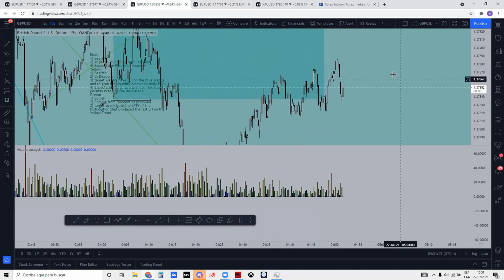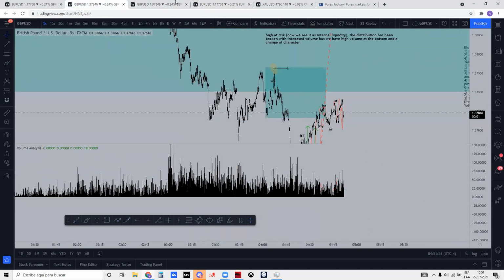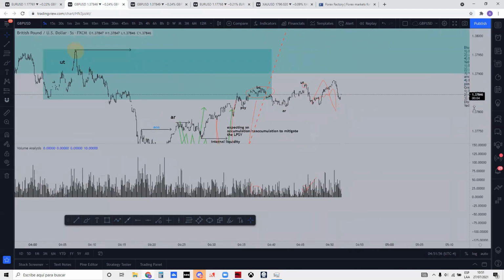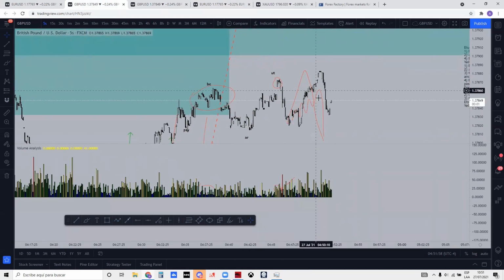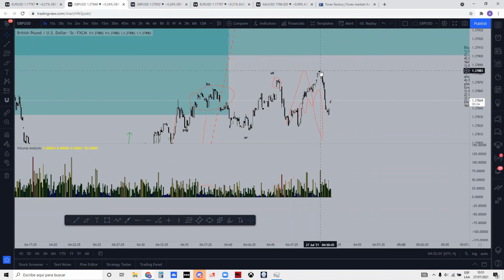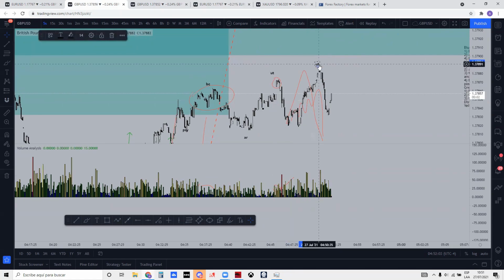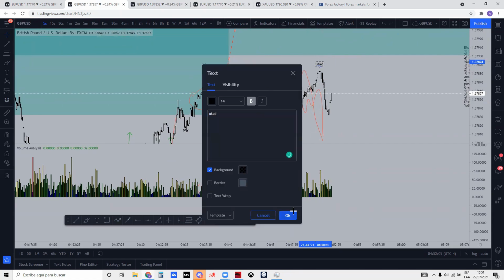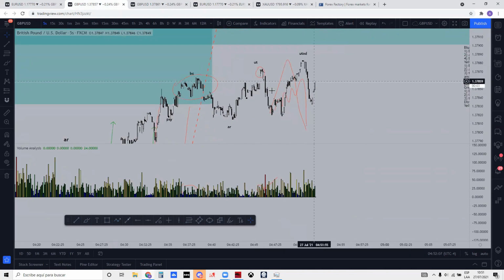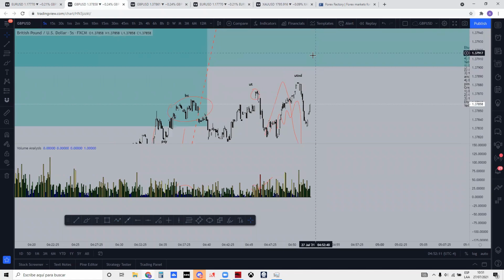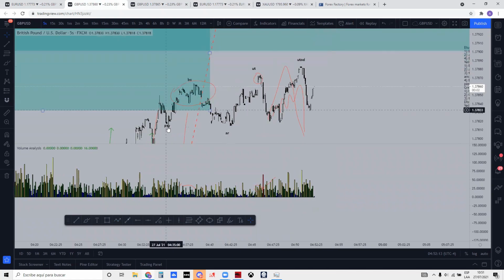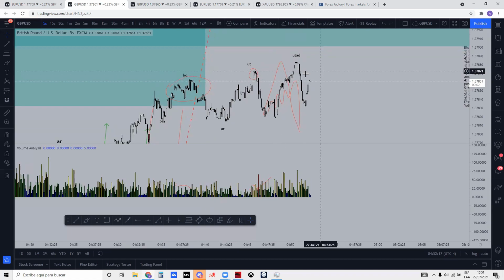GU, what is GU doing here? It's continuing the distribution that we were looking at, this one. Remember, we said we have a redistribution and go lower, or another UTAD and then go lower. We had a UTAD here. However, we'll see from here, price should go lower, because if it makes another high, I will be doubting if this is a real distribution or not, because it should go lower.